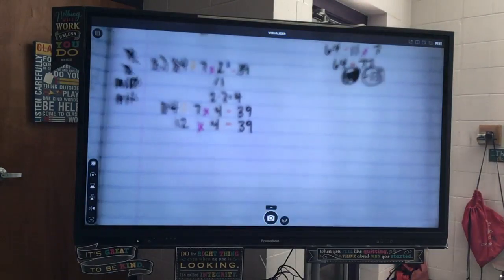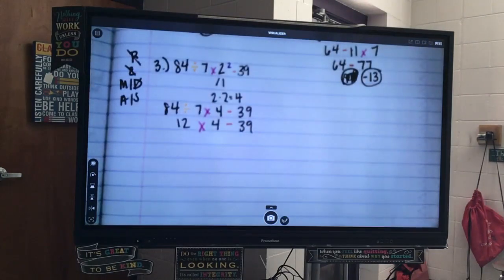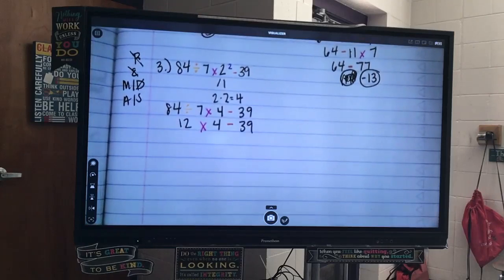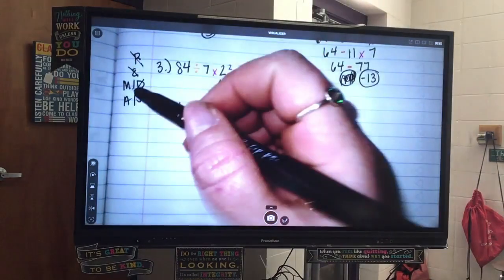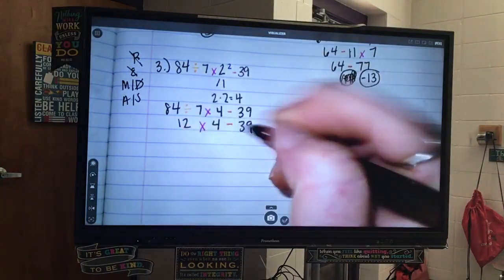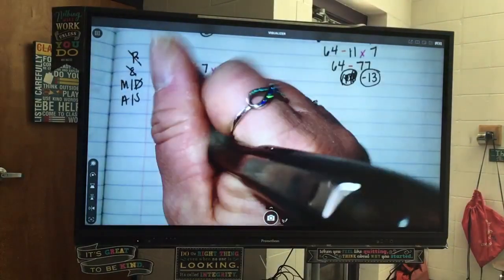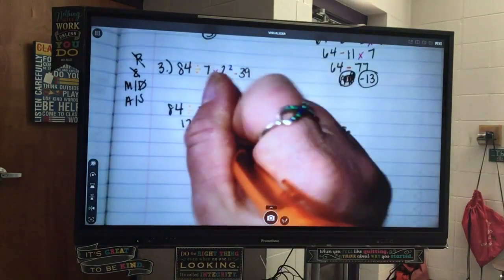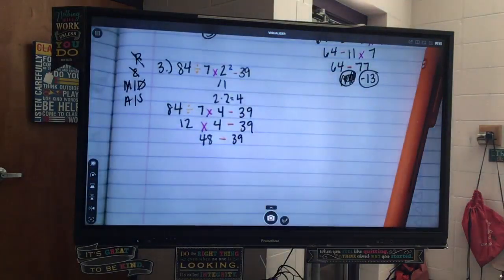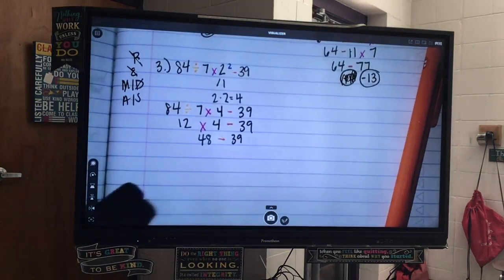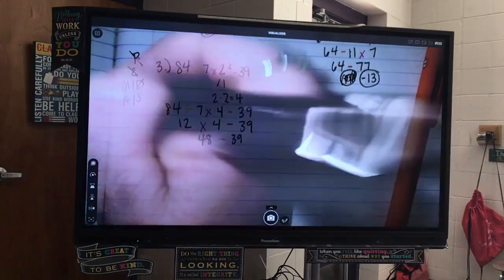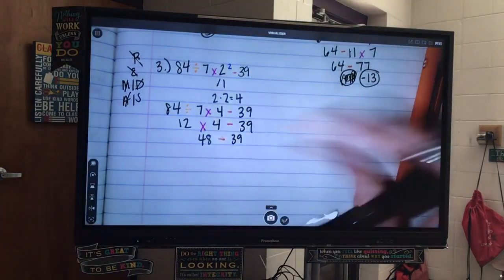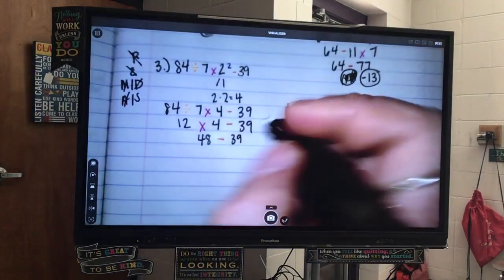Alright, what do we do next? Zoe B, what are we gonna do next? Nope, because have we gotten rid of our multiplication yet? Okay, follow this. Alright, so we're gonna multiply 12 times 4, which gives us what? Mikhail? 48 minus 39 is what we're bringing down. And now we are done with multiply or divide. And then the last thing we're looking for is to subtract because we have no addition. What is 48 minus 39? Drop it.